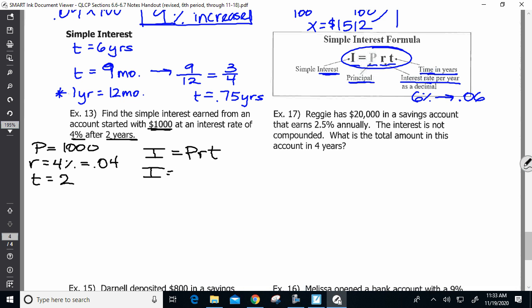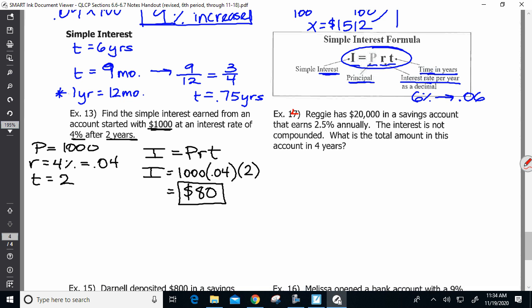You can go right ahead and find the interest. So I equals 1,000 times 0.04 times 2. Then after that, it becomes a calculator problem. It's literally a calculator problem. So that's $80. So your interest is $80. So example 13, basic usage of the simple interest formula. Example 14.